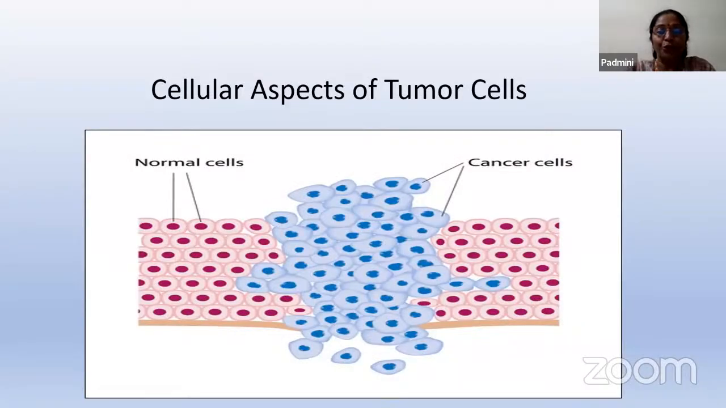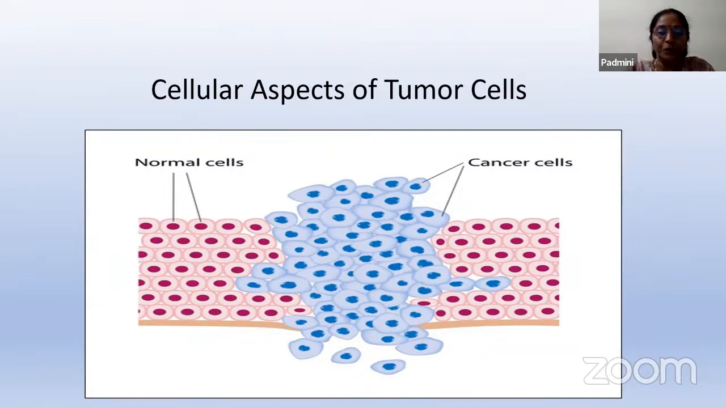And how these tumor cells are going to be, whether it's a benign or a malignant tumor. And if it is a benign tumor, what are its properties? And if it's a malignant tumor, what are its properties, and what are those genes that are responsible for tumor cells, which leads to malignancy?